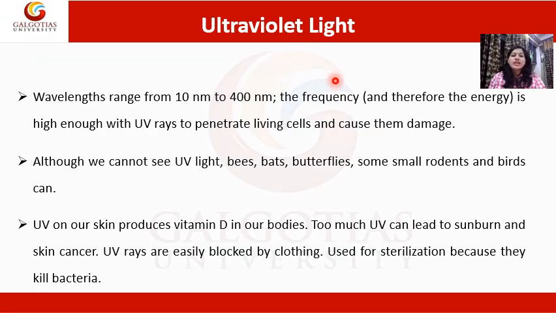Next is ultraviolet light. Ultraviolet light is radiation with a wavelength shorter than that of visible light but longer than X-rays, in the range of 10 nanometer to 100 nanometer. Though these waves are invisible to the human eye, some insects like bumblebees can see them. Ultraviolet on our skin produces vitamin D in our bodies. Too much ultraviolet can lead to sunburn and skin cancer. UV rays can easily be blocked by clothing, but they are used for sterilization to kill bacteria.